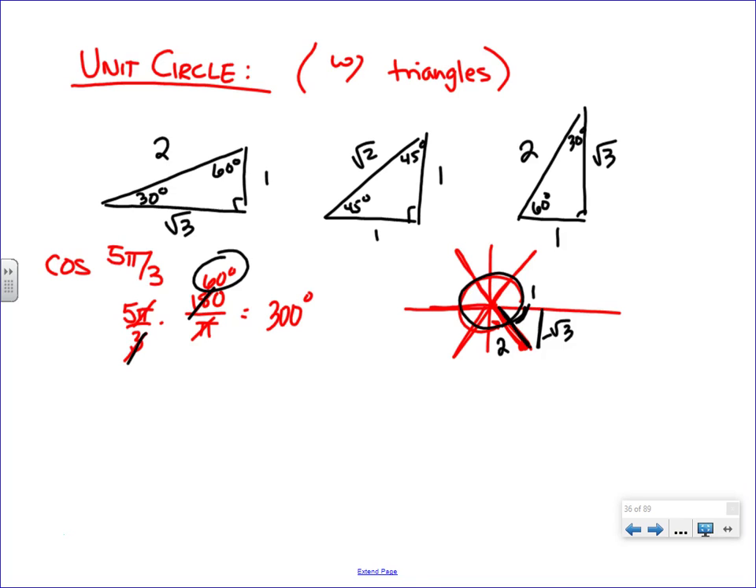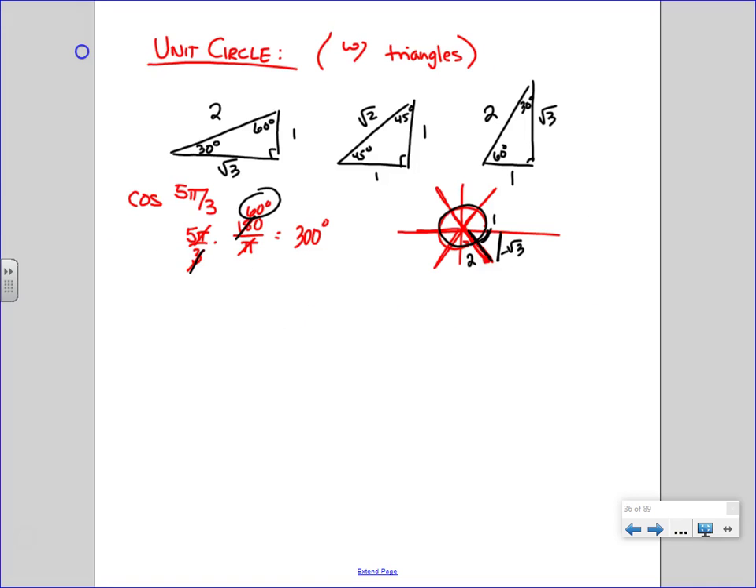Let me do one more. Well, hold on. First of all, if I wanted cosine of 5 pi over 3, how would I finish this example then? What's cosine of that little triangle that you see right here? Adjacent, here's your angle. Adjacent, 1 over hypotenuse.